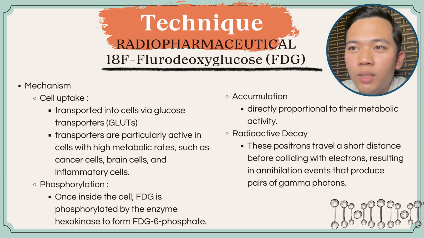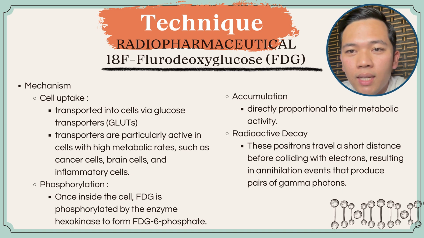Okay, now we go to the radiopharmaceutical 18F fluorodeoxyglucose, which is known as FDG. So what is the 18F FDG? 18F FDG is a radiopharmaceutical that combines a glucose analog, deoxyglucose, with the radioactive isotope fluorine-18. These combinations allow us to visualize the metabolic activity in the body using the PET scan.